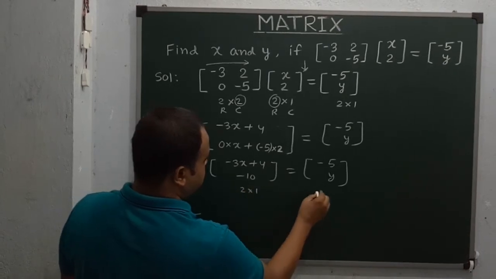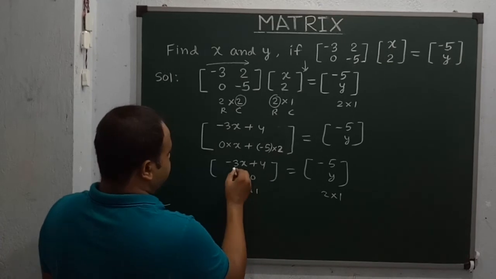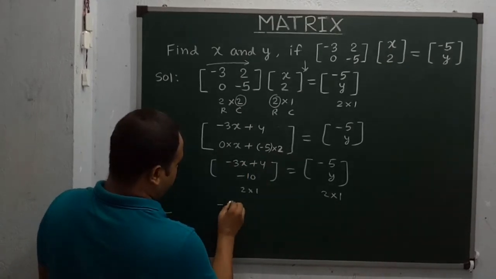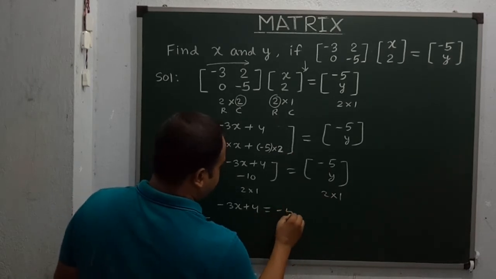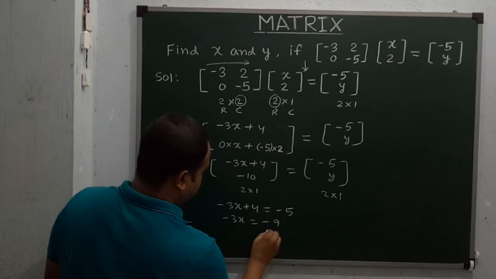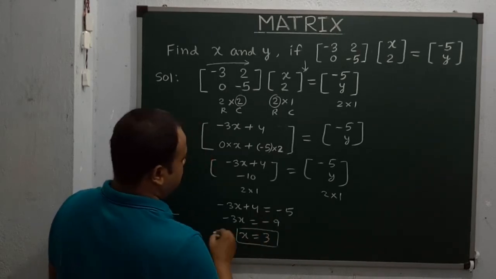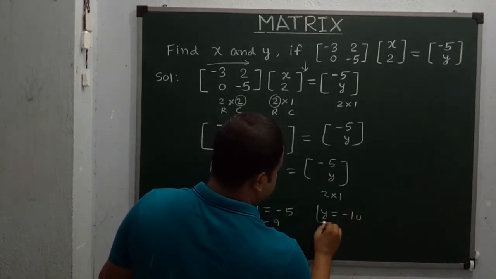Here 2 into 1, 2 into 1 means both are equal matrix. It means minus 3x plus 4 will be equal to minus 5, and if I solve it, x we are getting 3, and y will be equals to minus 10.